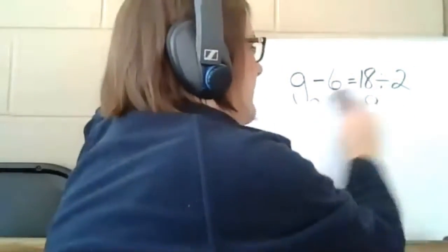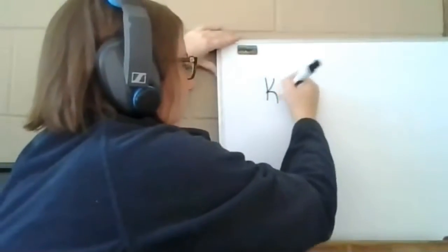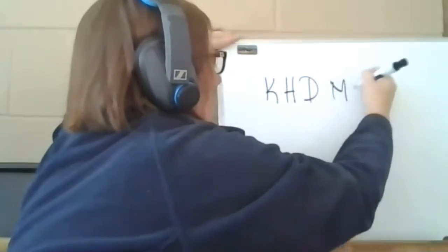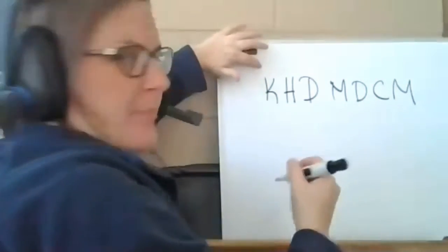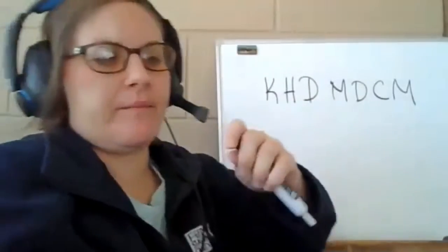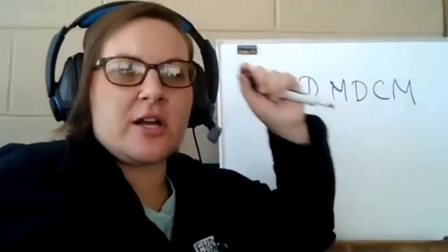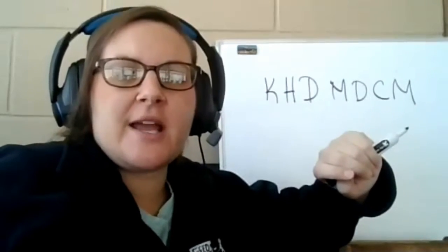So this was our metric, the King Henry, remember? King Henry died making dark chocolate milk. So this is big, remember? We had big, and then we went smaller. It doesn't matter if you're talking about liquids or measurement, it's the exact same.